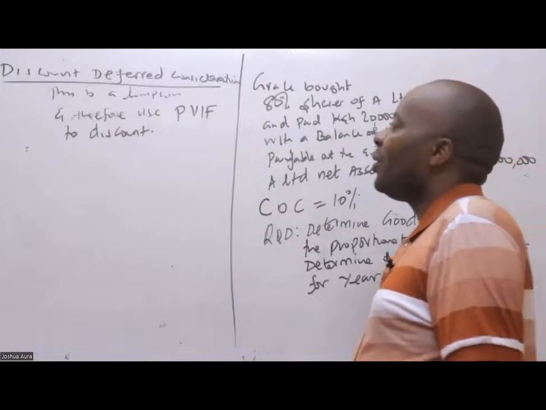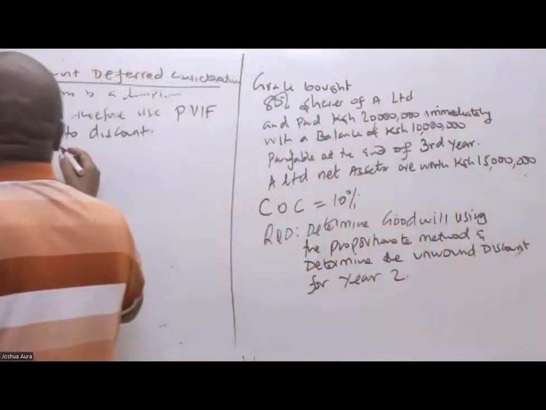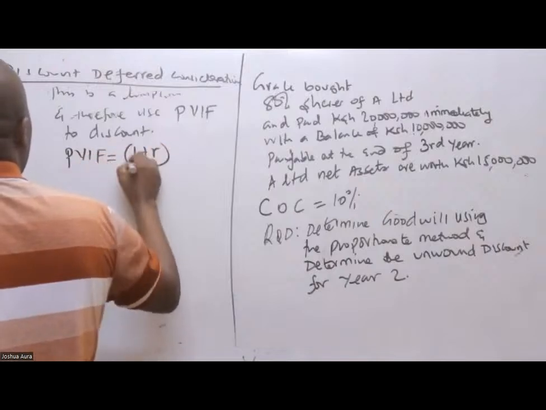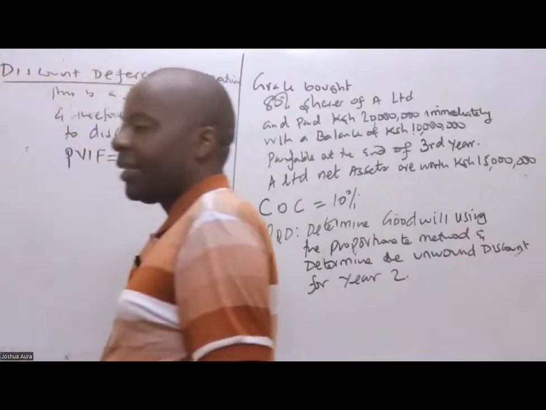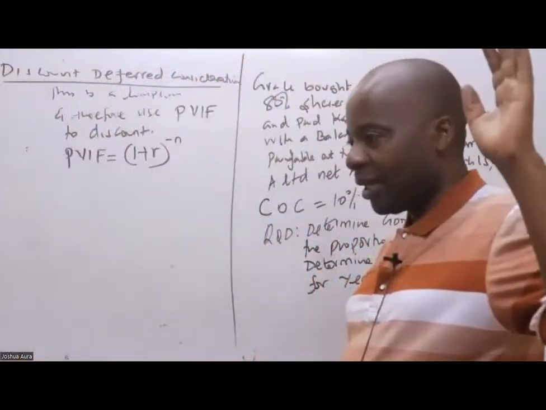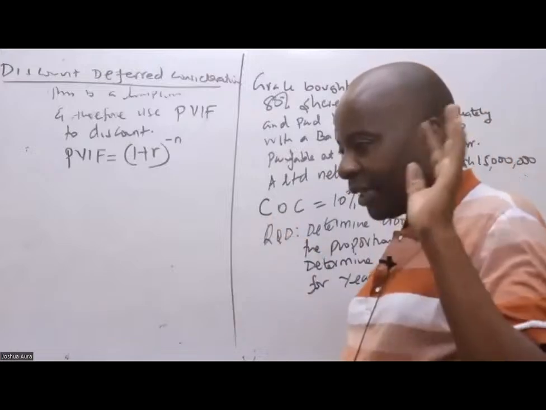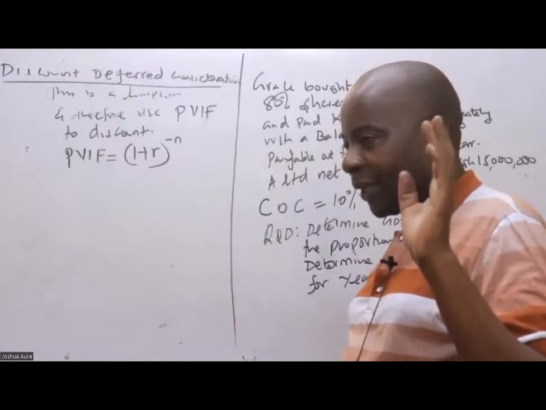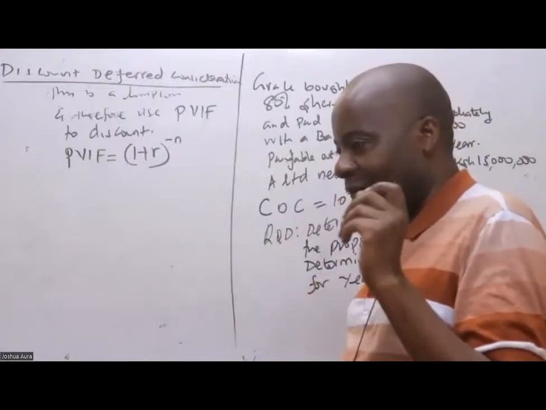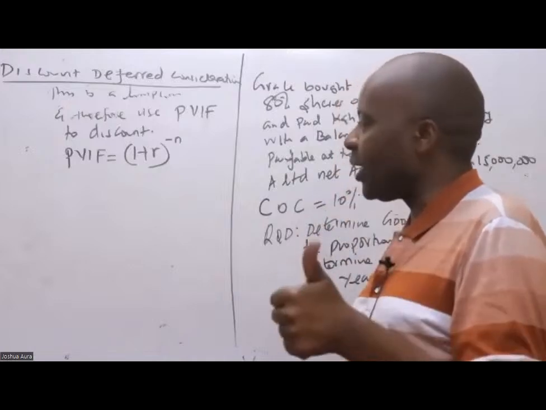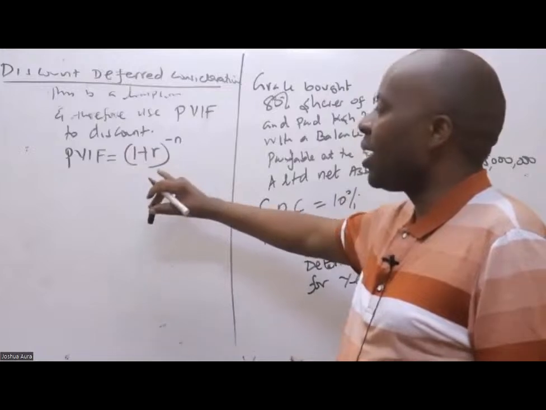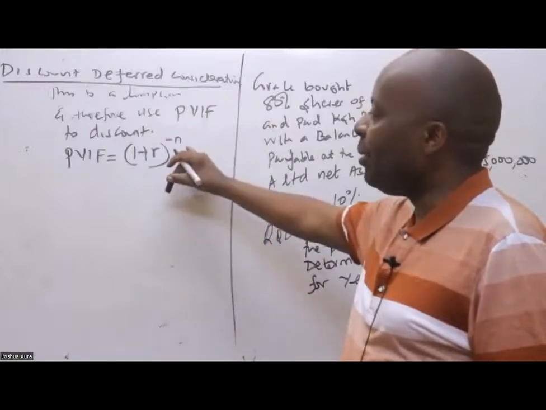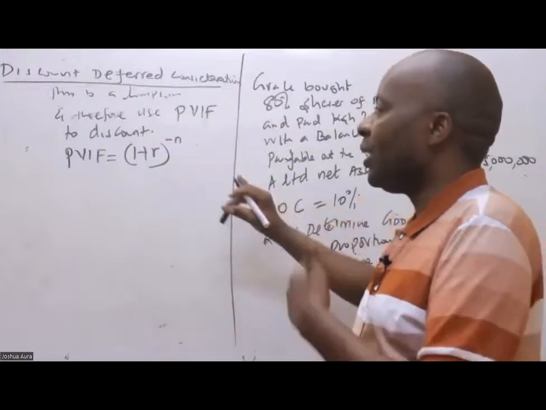Now, if it's the present value interest factor that I shall use to discount, I know the formula. I know that PVIF is (1 plus R) raised to negative n. Is there anybody who is able to remember this formula? R is the rate of return, the cost of capital, and the cost of capital is 10%. N is the period. Grace will be paying this amount in 3 years' time.